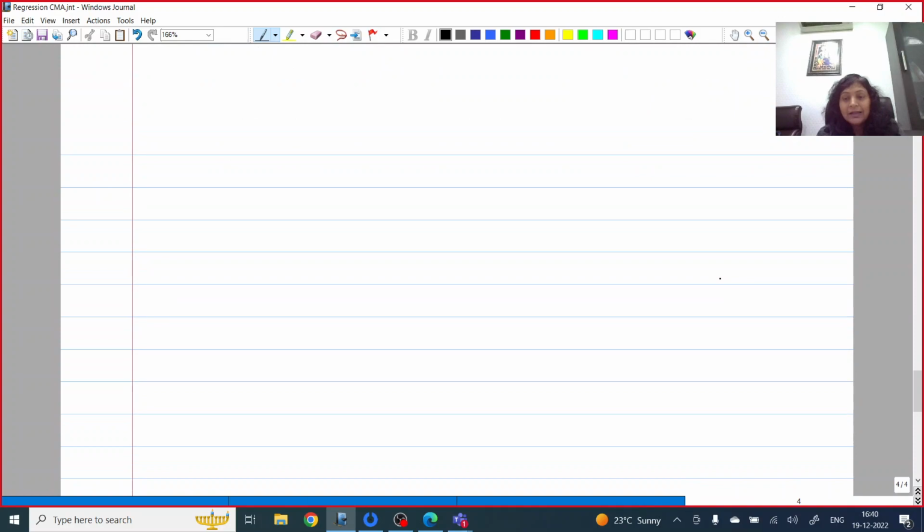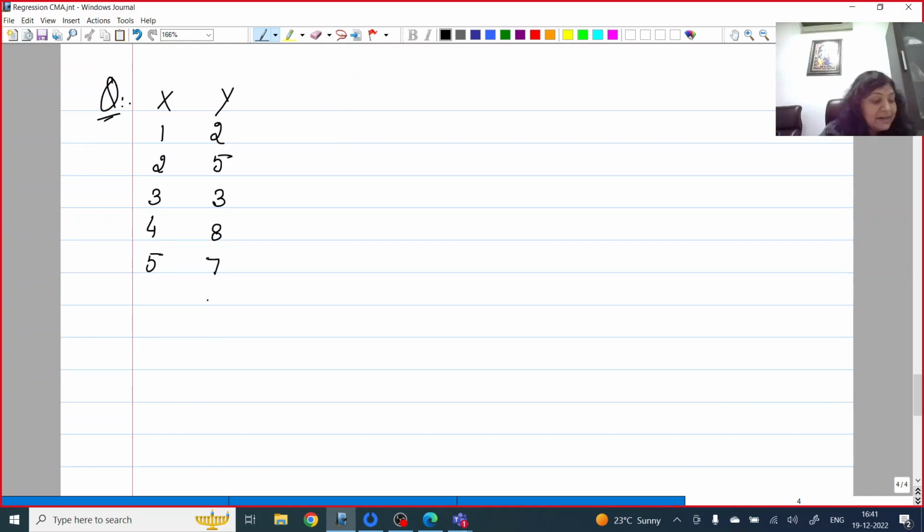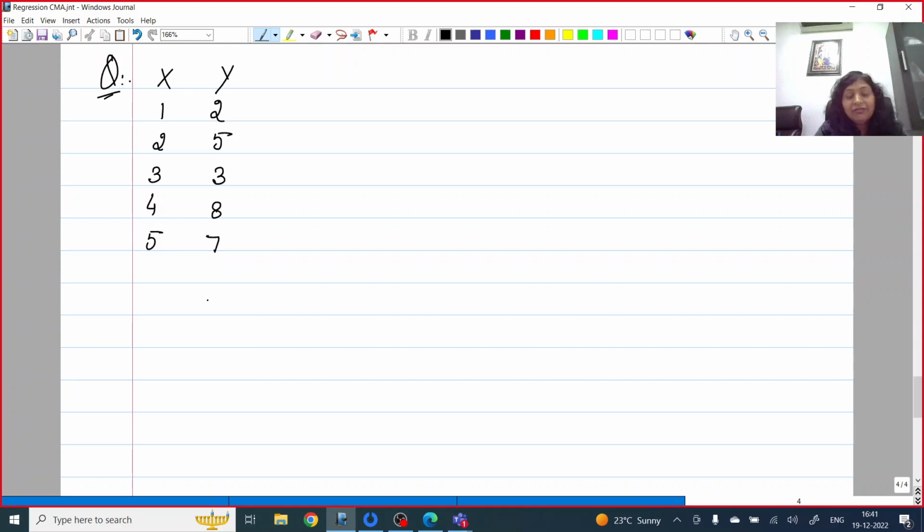Let's do it with the help of a question. Suppose we have been given two series x and y. The values of x are 1, 2, 3, 4, 5, and the values of y are 2, 5, 3, 8, 7. Now my question is, find both regression equations, x on y and y on x.